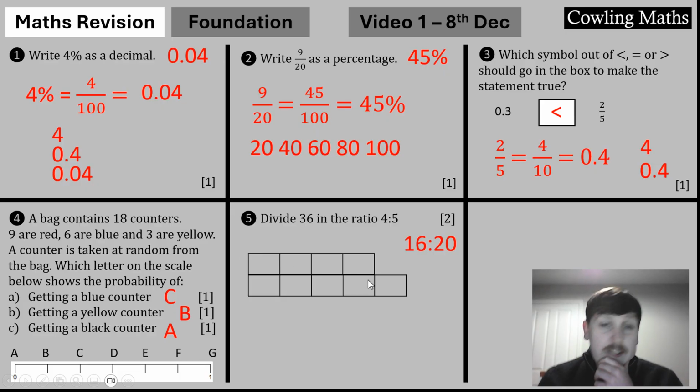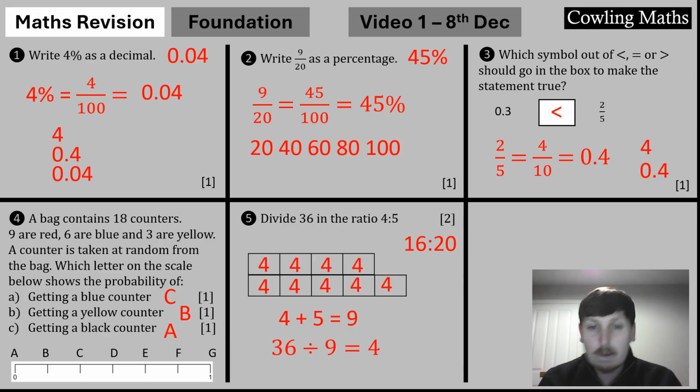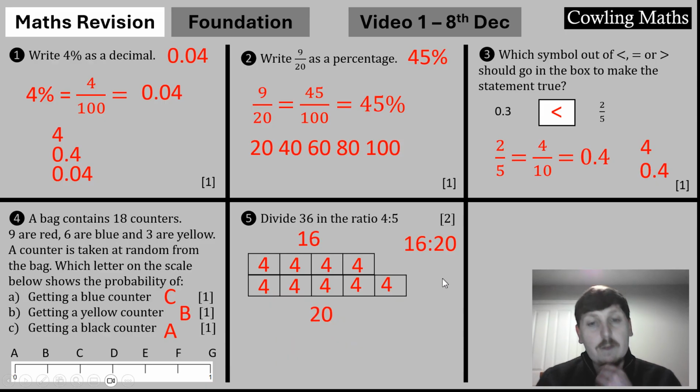Now, what we need to do is add up the boxes. So like I say, 4 on the top, 5 underneath, that's a total of 9 boxes. And we're trying to divide 36 in that ratio. So I'm going to do 36 divided by 9, which makes 4. That means each of the boxes is worth 4. Now I just need to work out what the top bit's worth and what the bottom bit's worth. So 4 times 4 on the top makes 16, and 4 times 5 on the bottom makes 20. Hence, the final answer is 16 to 20.